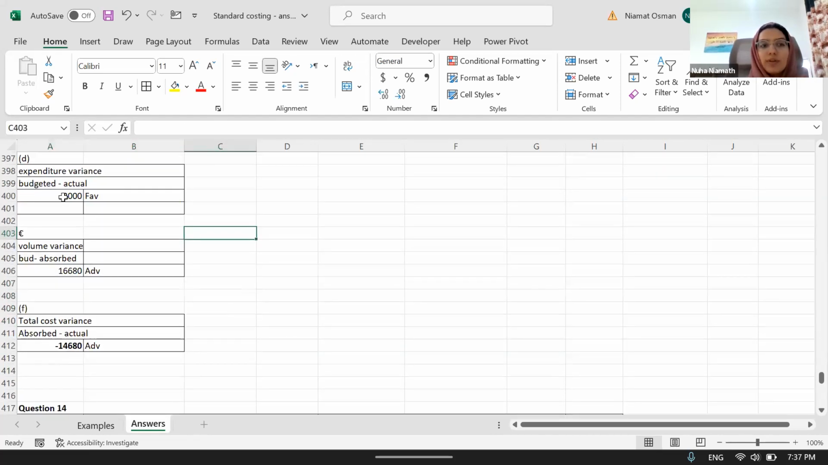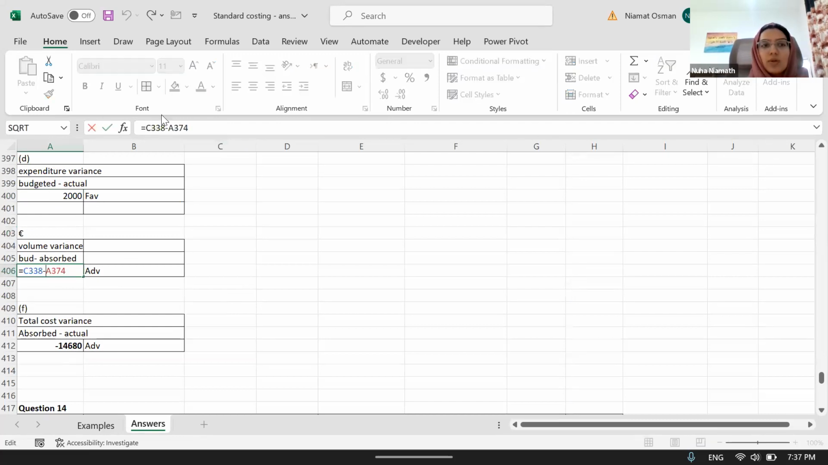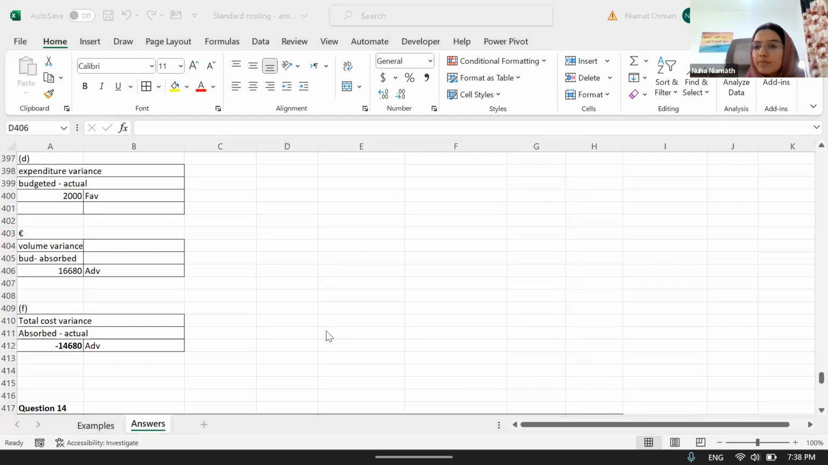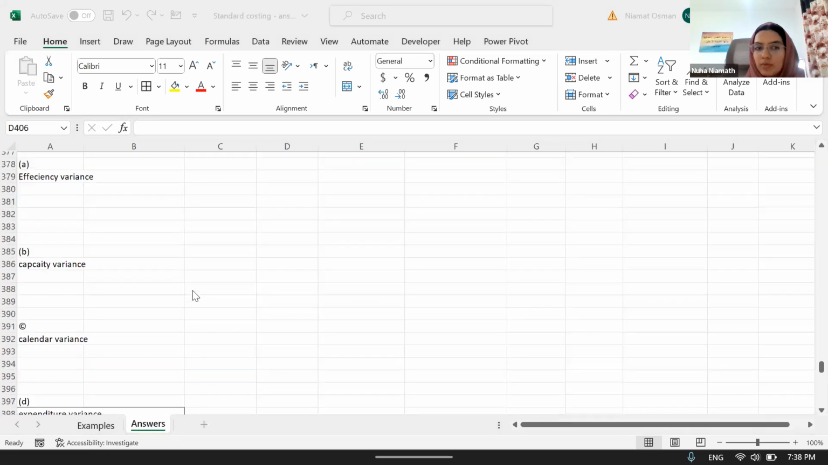So we can cross verify. 2000 is favorable. So this, let's say it is adverse. So we will look at it as minus, or let's do it separately here. 16 lakh 680 minus 2000. That will definitely give us 14 lakh 680 adverse. Here we have cross verified as well. These three, all good? Any confusions, any doubts? Shall we proceed? Okay.